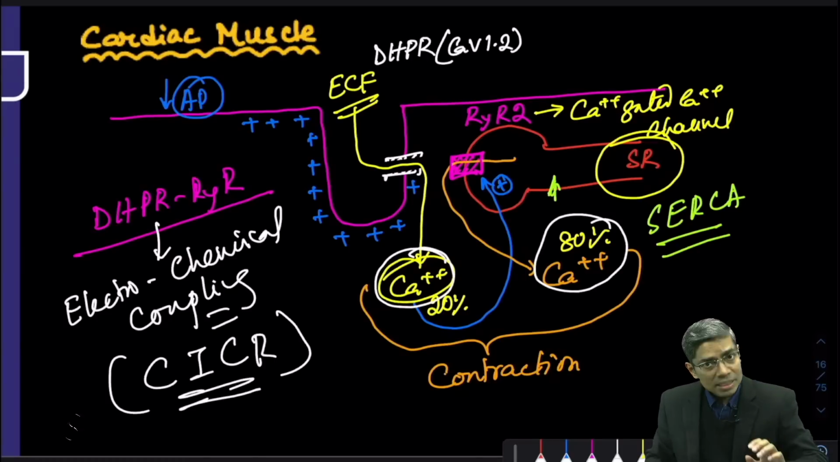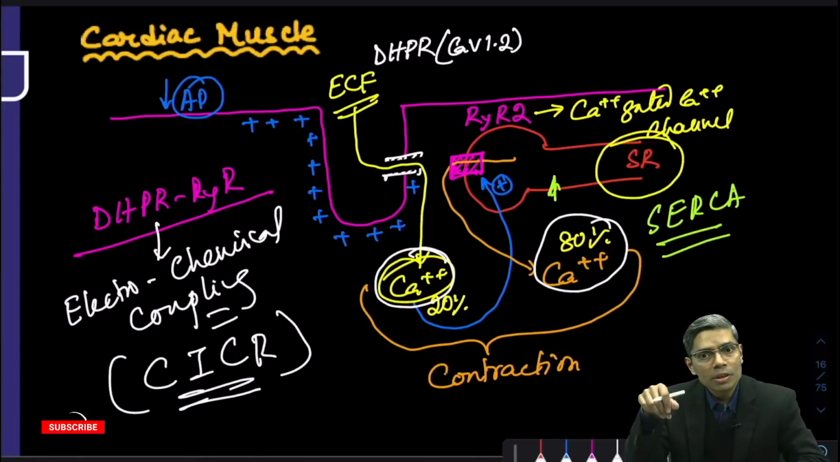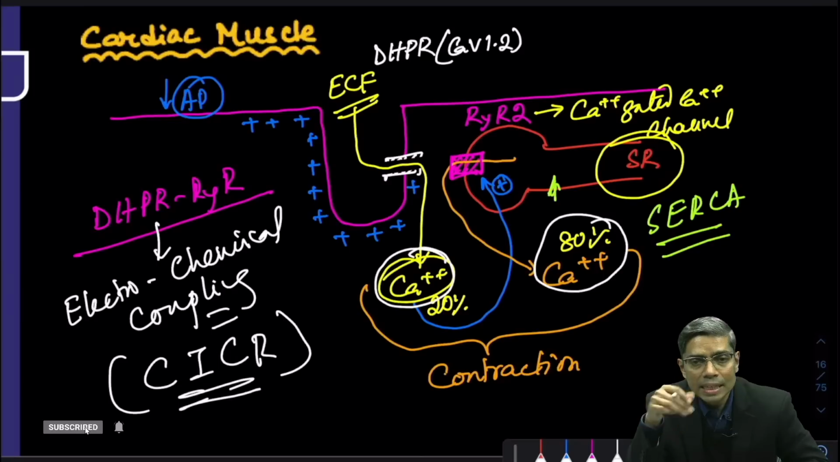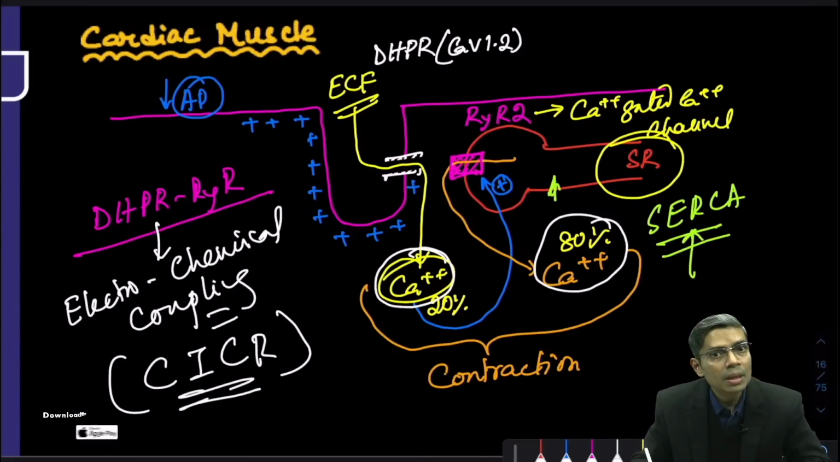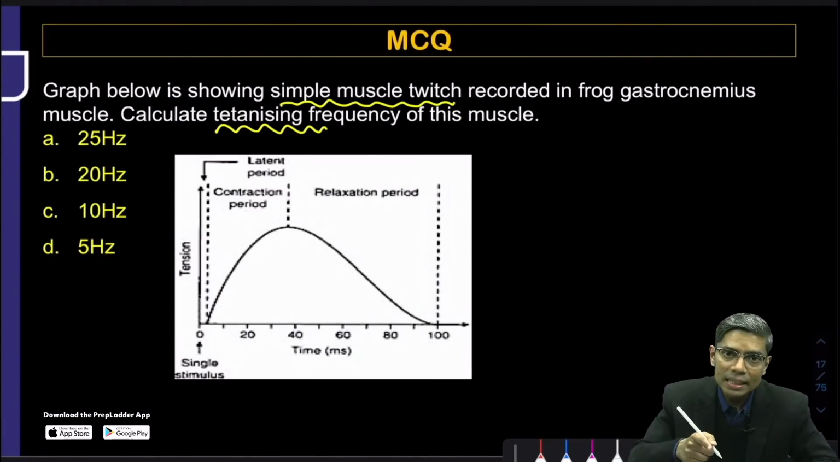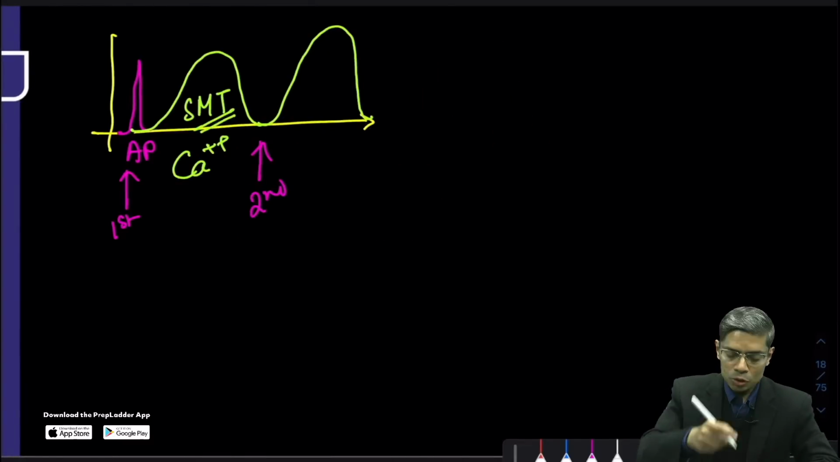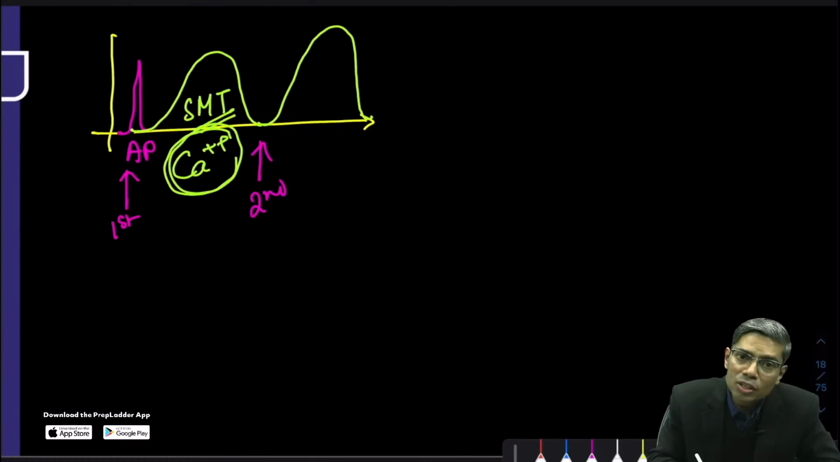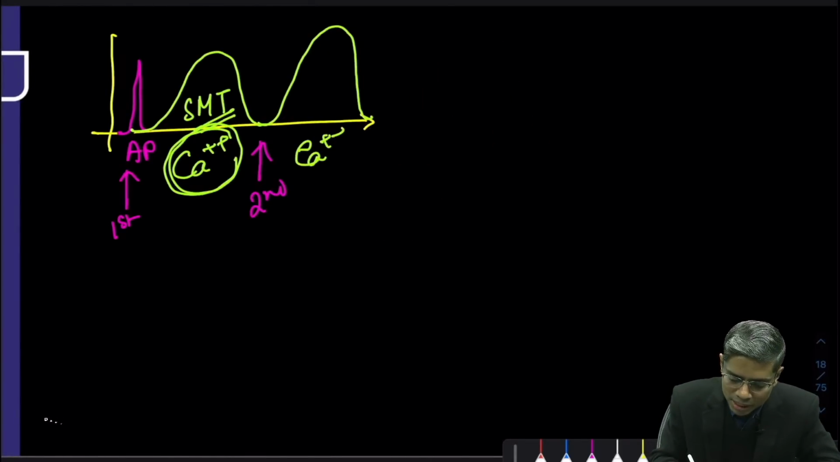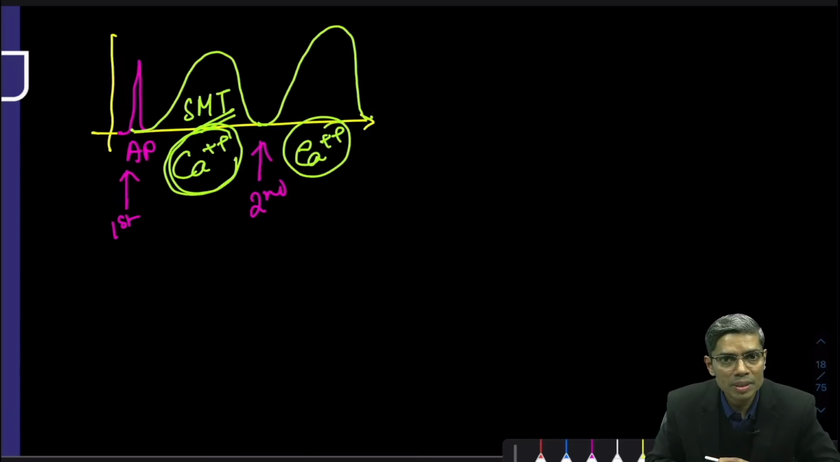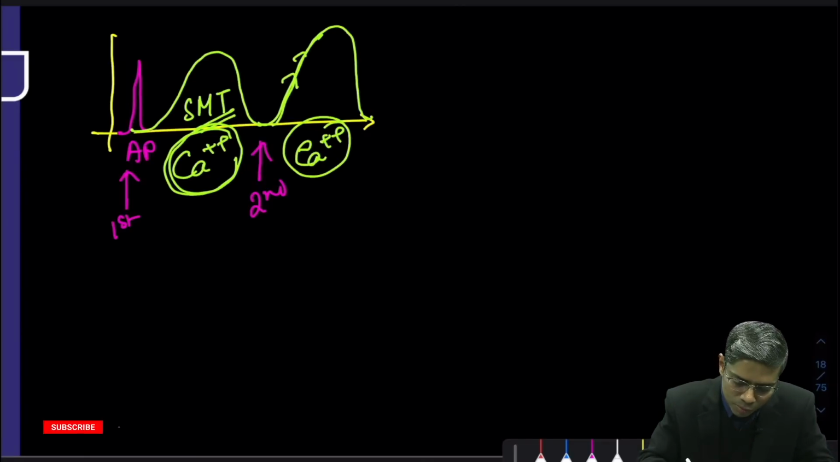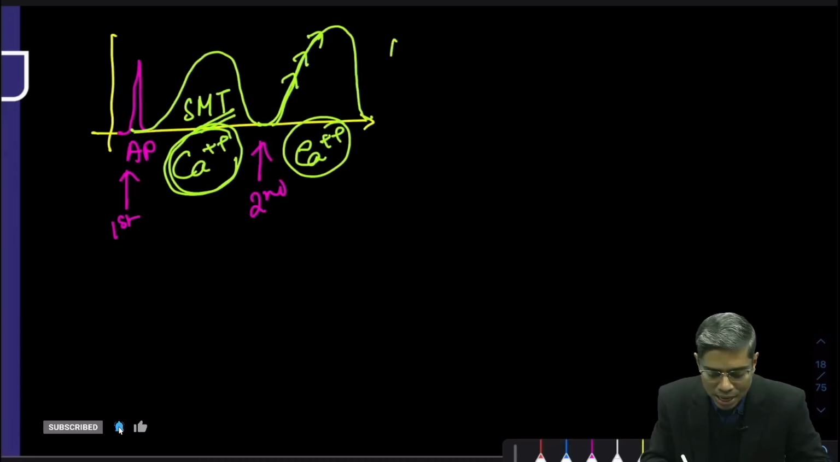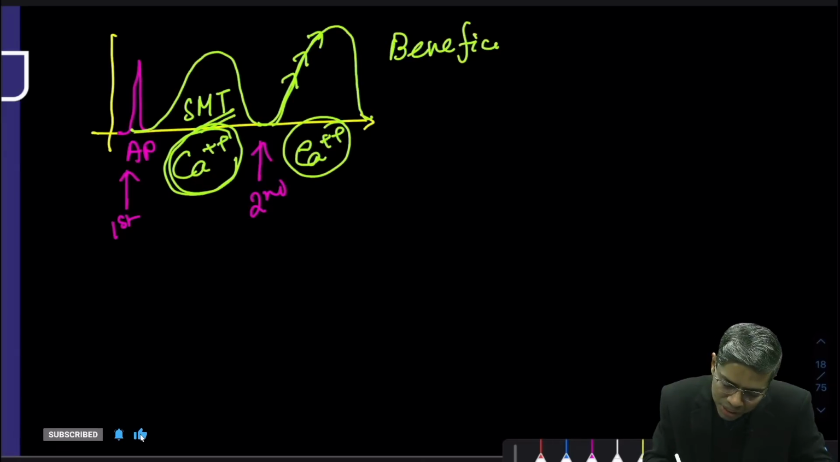But it will take some time. The calcium which has already entered the cytoplasm will be mopped up by the sarcoplasmic reticulum with the help of this SERCA pump, but it will take some time. By that time, if you give a second stimulus, some calcium is still there in the cytoplasm, and further calcium will enter the cytoplasm from the sarcoplasmic reticulum. So available calcium will be more and that will raise the height, or force, of contraction. This is known as the beneficial effect.